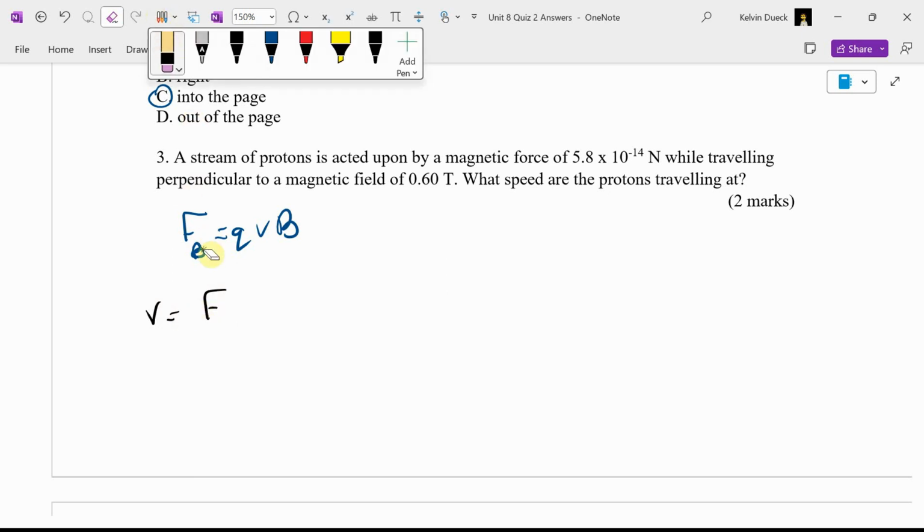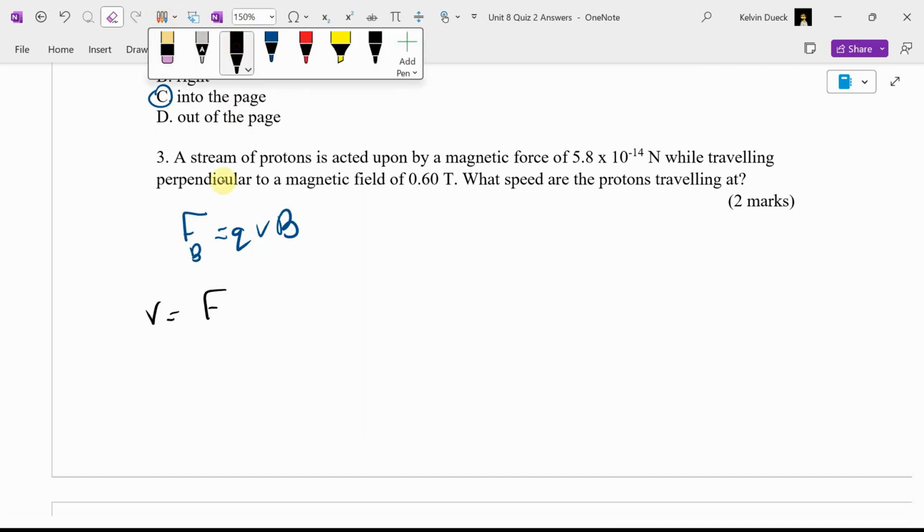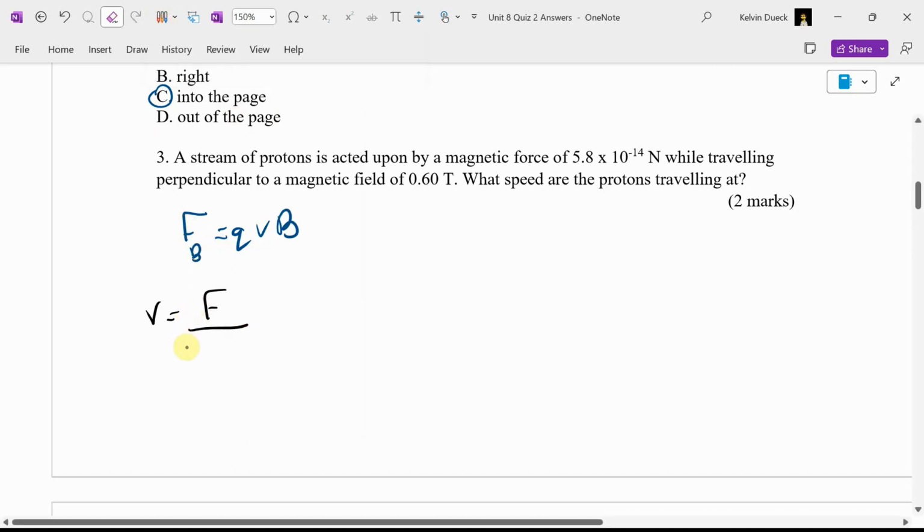By the way, I use FB for magnetic force because I want to reinforce that the letter B is the abbreviation for magnetic field. You may see some textbooks use, and I think a couple of the homework questions use, FM for magnetic force, which is okay. I just want to reinforce that B is my abbreviation for magnetic field. So it's going to be the force divided by QB.